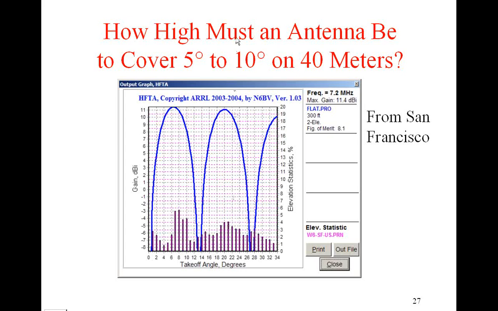So my question is, how high must an antenna be to cover the 5 to 10 degree area, the sweet part of the elevation statistics on 40 meters? And here I will maintain that 300 feet high looks about right. Now I'm sure if I could see your eyeballs, you'd be groaning right now and saying, I don't have a 300-foot high Yagi. Well, yeah, very few people do on 40 meters.